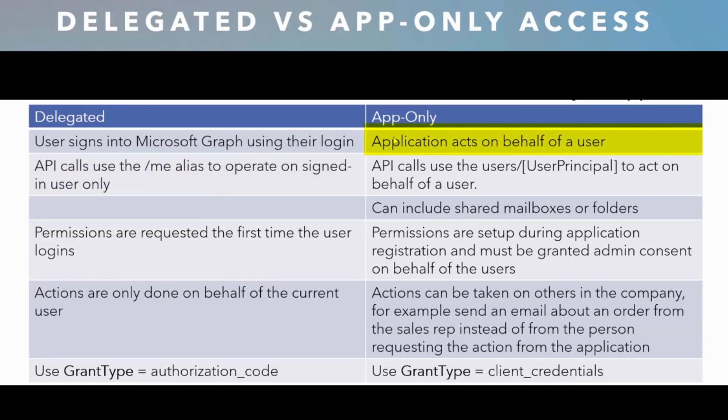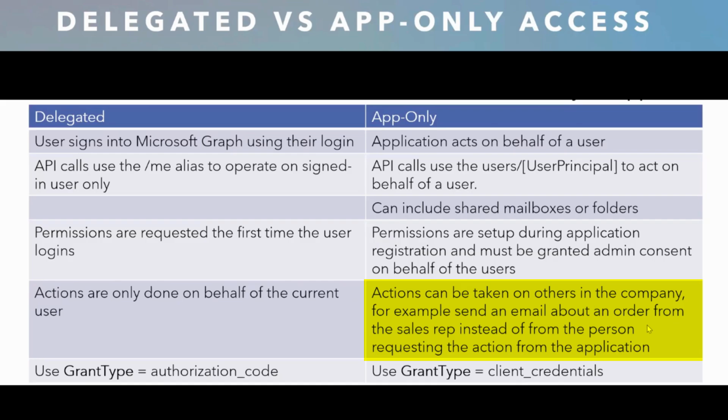If it's app only, the application acts on behalf of a user. You do have to actually include the user's principal, like the email address, in the API call. So you're kind of doing it on behalf of a user, but not necessarily the signed-in user. So in the case of app only, you can include, for example, shared mailboxes or folders to send something to or to look at. You can also do actions taken on others in your company.